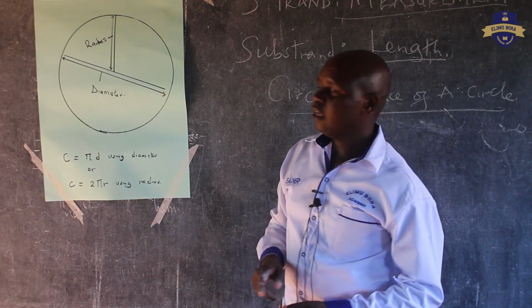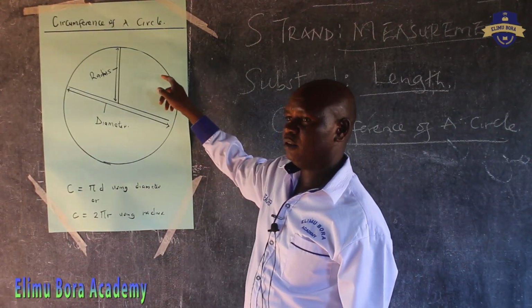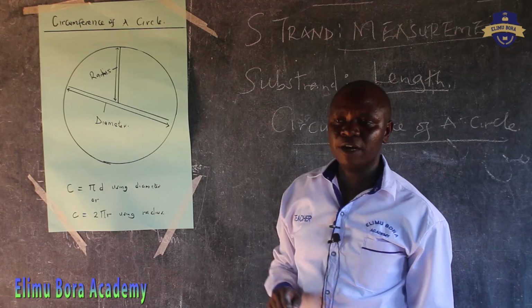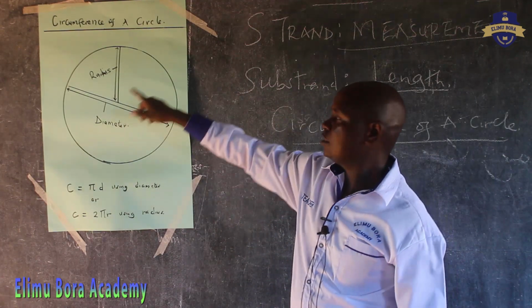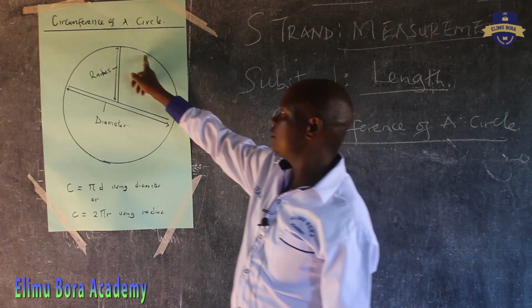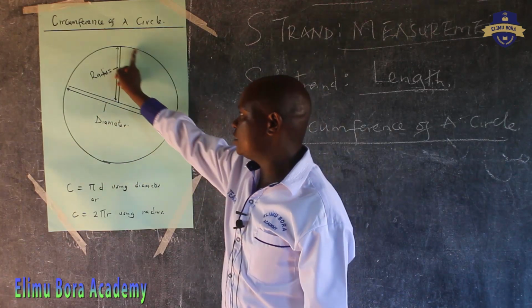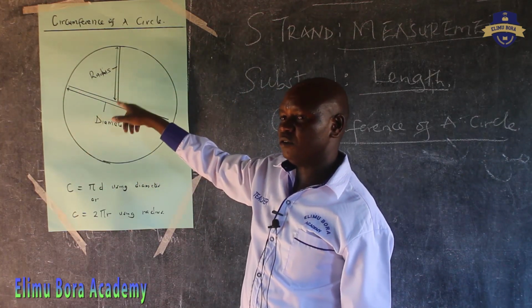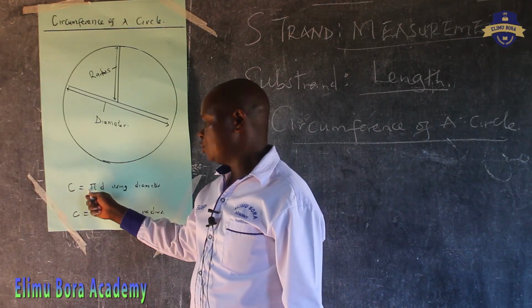Now, if you want to find the circumference, and I hope you know the term circumference. Circumference means the distance around a given shape. Circumference comes from the word circle. To circum is going around a given shape, which is in form of a circle. That one is circumference, the distance around a given circle. Are we together?